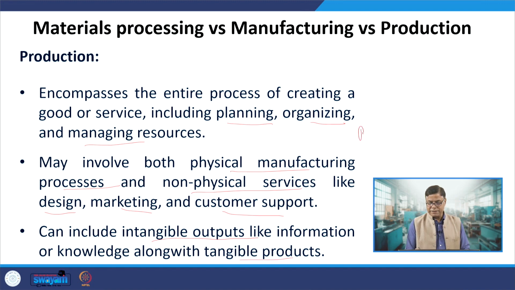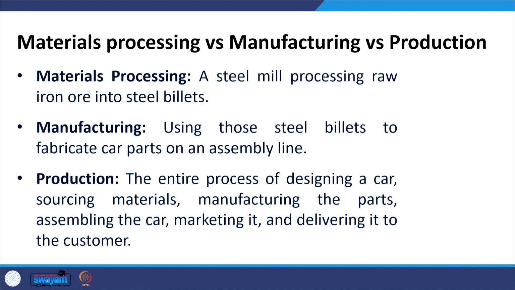So, as far as the scope is concerned, we have a sequence of material processing, lowest in terms of scope, then manufacturing, and then production, which offers the widest scope. This is just an example of material processing versus manufacturing versus production. Material processing: a steel mill processing raw material iron ore into steel billets. This is part of material processing. In manufacturing, using the steel billets to fabricate car parts on an assembly line. Then production: the entire process of designing a car, sourcing material, manufacturing the parts, assembling the car, marketing it, delivering it to the customer, the entire thing falls under production.